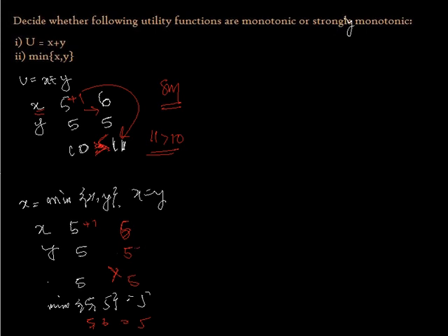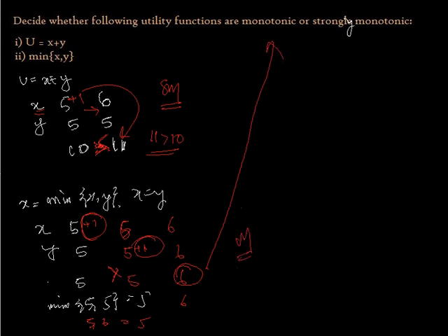Well, if you increase y by 1 as well, so this is 6, now this also becomes 6. Now your utility would become 6 because min of 6, 6 is 6. So this kind of a function, in which you have to increase both the commodities by 1, 1 and then only your utility increases, is a monotonic function. Remember that strong monotonicity would imply monotonicity.